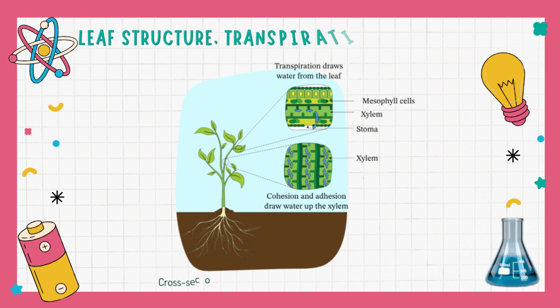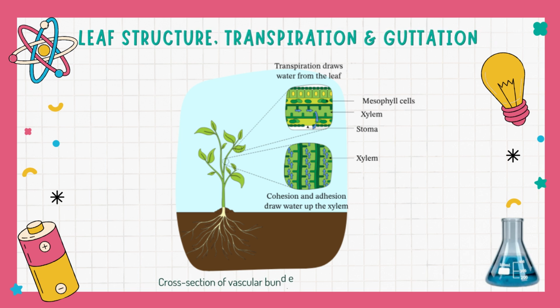Leaf structure, transpiration and guttation. Transpiration draws water from the leaf: mesophyll cells, xylem, stoma, xylem. Cohesion and adhesion draw water up the xylem. Cross-section of vascular bundle, xylem and phloem.